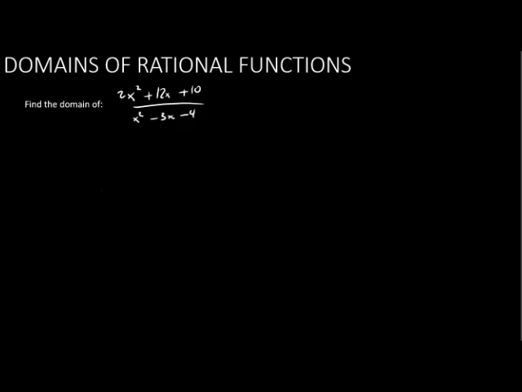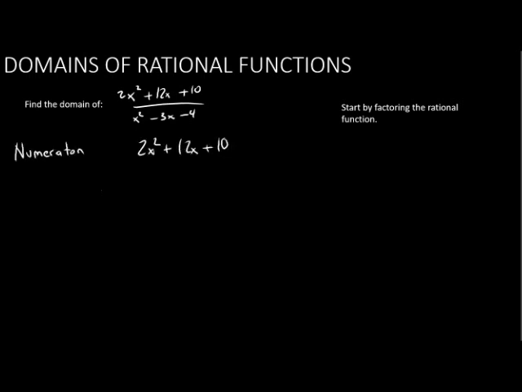Here we're given a rational function that is 2x squared plus 12x plus 10 divided by x squared minus 3x minus 4. We're going to factor this rational function and use it to find the domain. We're going to factor the numerator and denominator separately. We'll begin with the numerator.